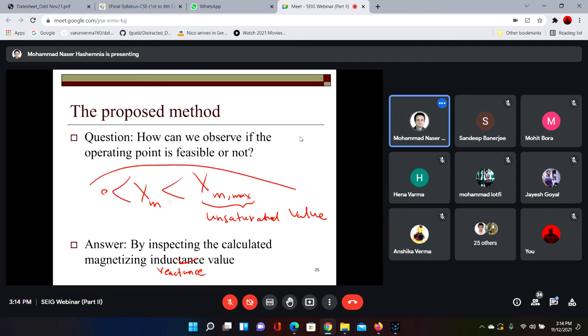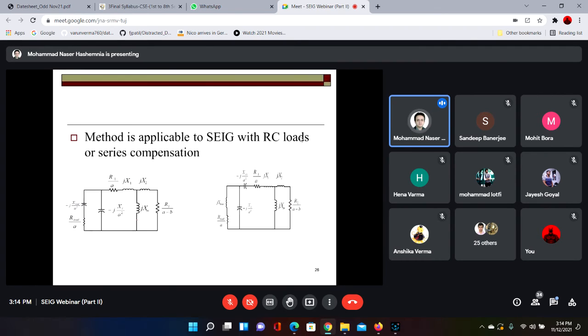An interesting characteristic of my method is that it can be generalized. For example, generalize to RC loads or to cases where we have a series capacitance for compensating reactive power. This compensation you have seen before in DC machines. You have compound machines, series and shunt compensation. In the compound machine, you have a series winding and a shunt winding.